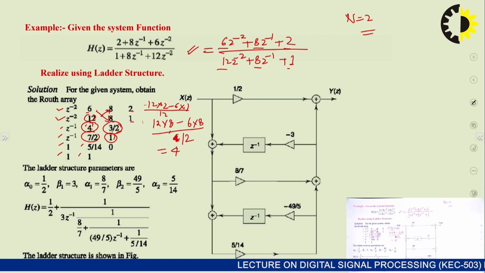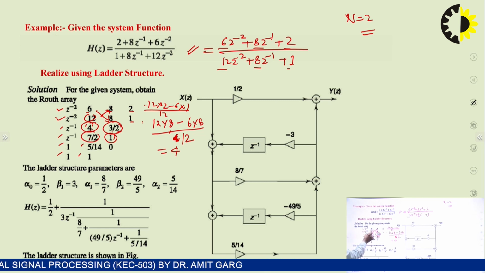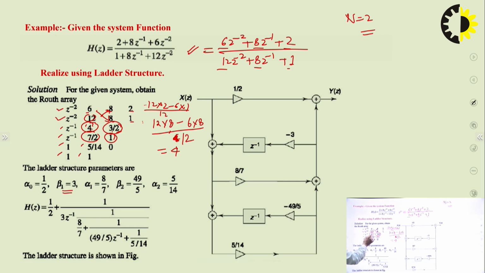Now you have to calculate the coefficient values. So coefficient alpha naught will be 6 by 12, that will become 1 by 2. Then the next coefficient is beta 1, that will be 12 by 4, that is 3. The third coefficient is alpha 1, that is 4 upon 7 by 2, which means 8 by 7. The next coefficient value is beta 2, that is 7 by 2 upon 5 by 14, so this will become 49 by 5. And the last value is 5 by 14 divided by 1, so this is 5 by 14. So now we have obtained all the coefficients.